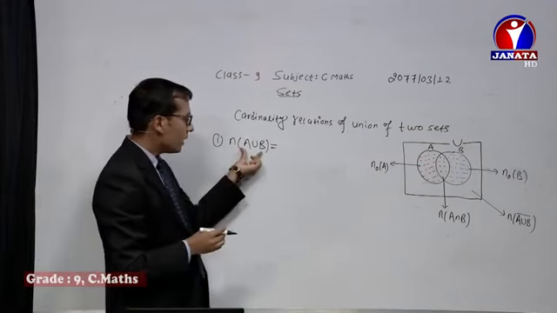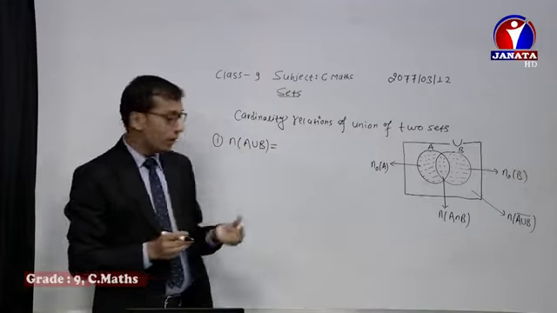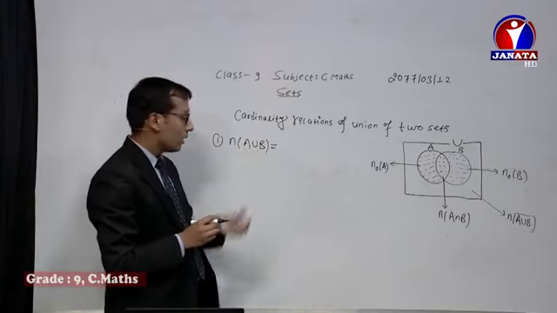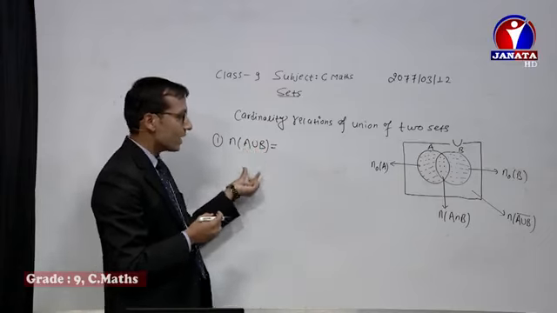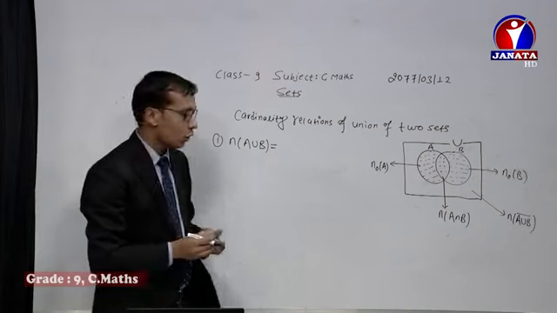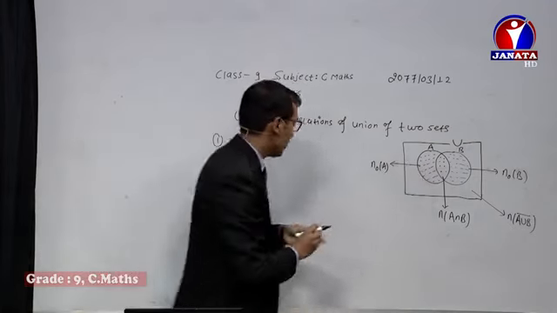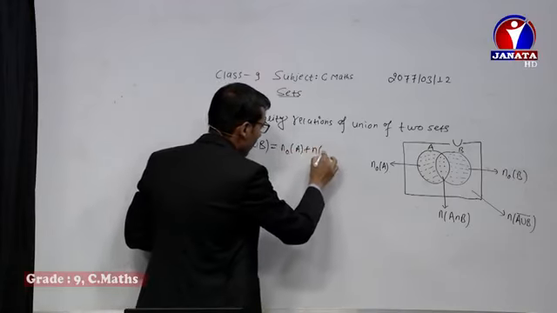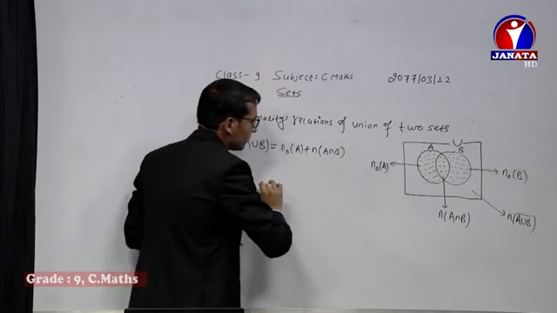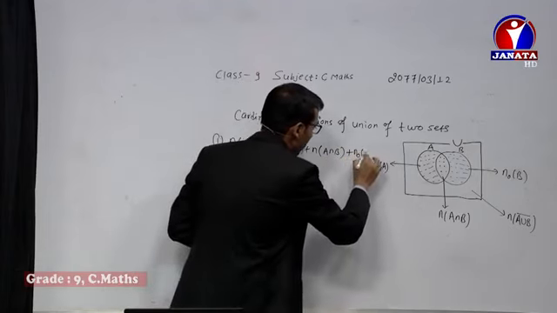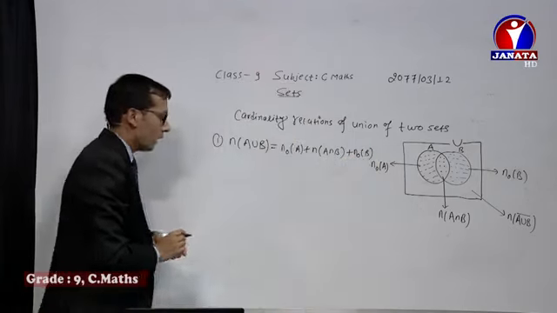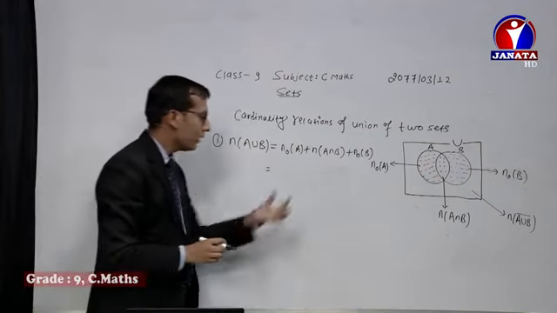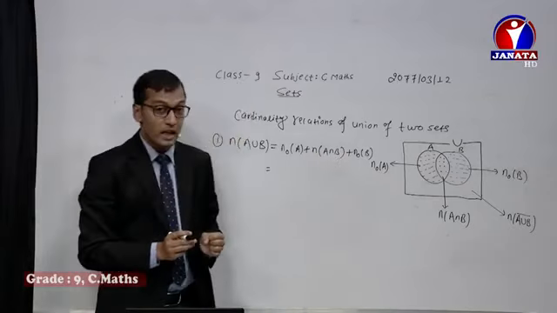The meaning of A union B is either elements of set A only, or elements of set B only, or elements of both sets A and B. So there are three regions: n only A plus n of A intersection B plus n only B. Let me derive a formula with the help of this Venn diagram method.